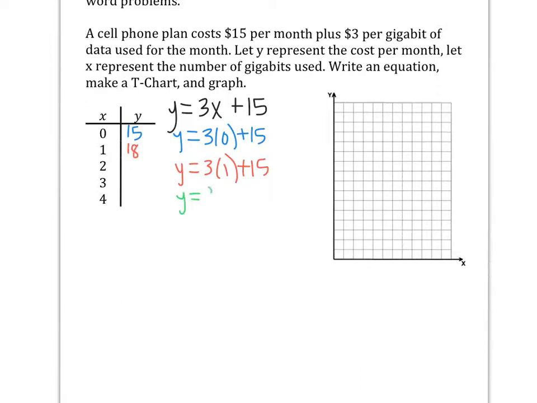If I plug in 2, y equals 3 times 2 plus 15. 3 times 2 is 6, plus 15 is 21. If I plug in 3, y equals 3 times 3 plus 15. 3 times 3 is 9, plus 15 is 24. And the last one we'll plug in will be 4. So y equals 3 times 4 plus 15. 3 times 4 is 12, plus 15 is 27. All right, let's go ahead and make our graph.